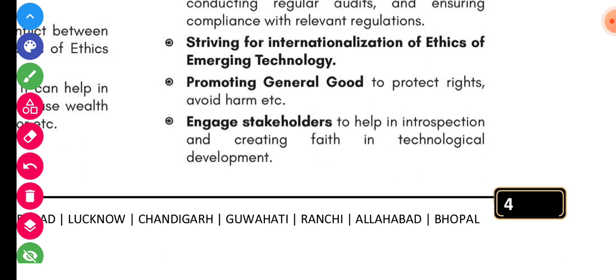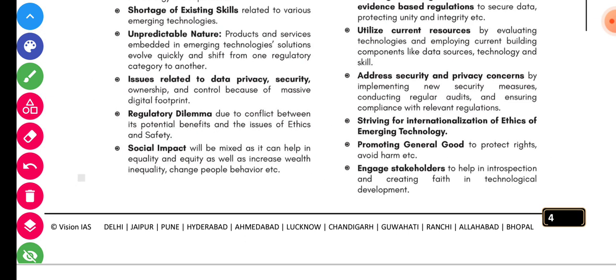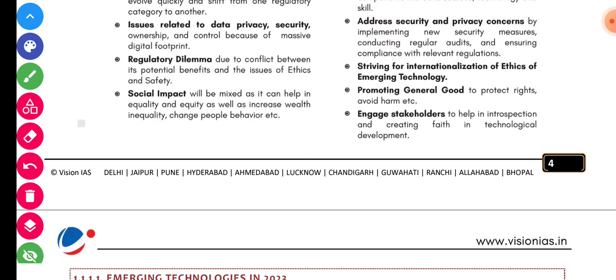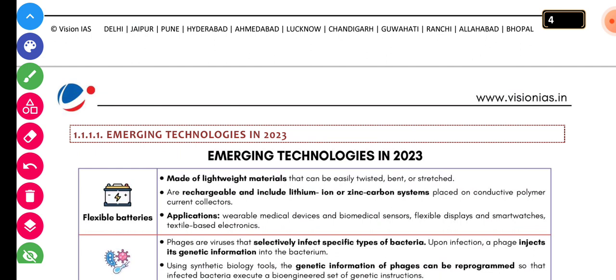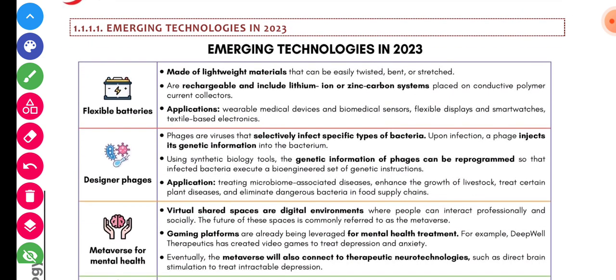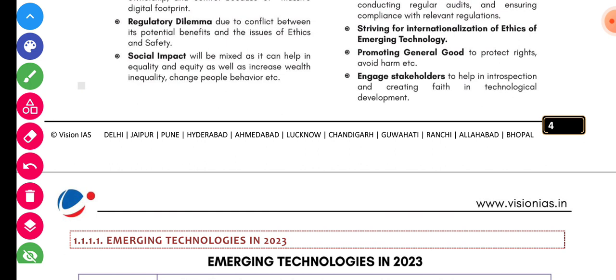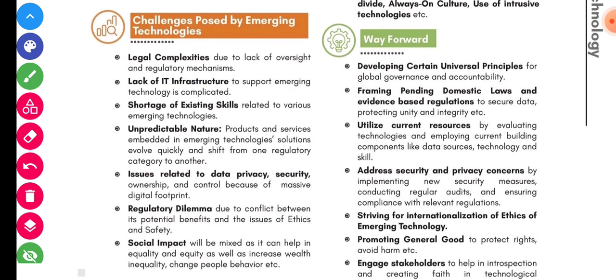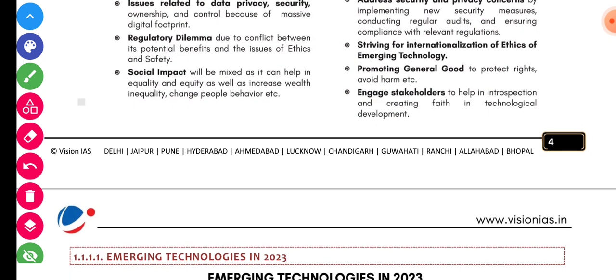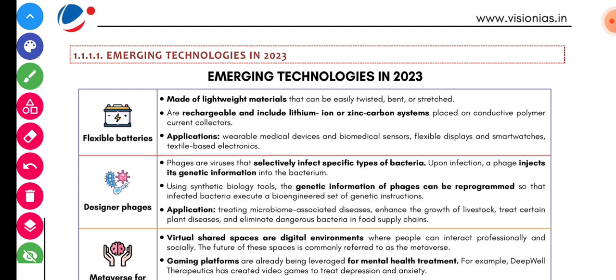So emerging technology is very crucial in the new age, but it has many challenges and issues with privacy as well as threats to the unity and integrity of the nation. So these are the powerful solutions as well as the way forward, so you can write them in your answer when it is asked in the Mains examination.